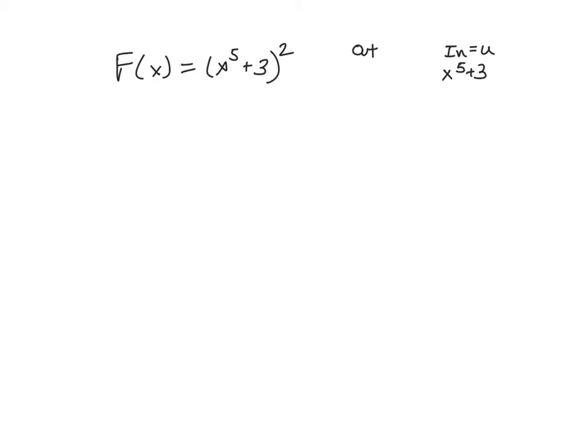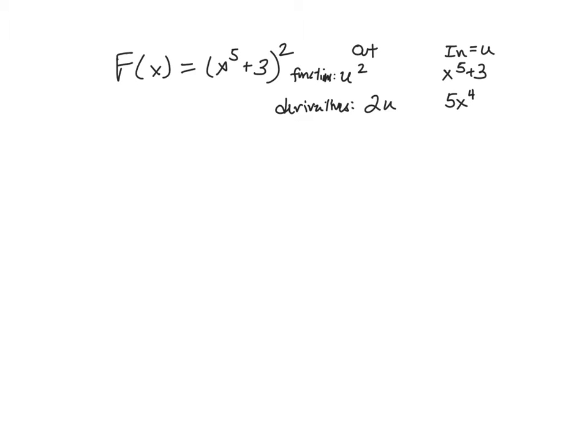And that inside function is also known as u. And so my outside function would be u squared. These are my functions. And then for my derivatives, the derivative of u squared would be 2u, and the derivative of x to the fifth plus 3 would be 5x to the fourth.